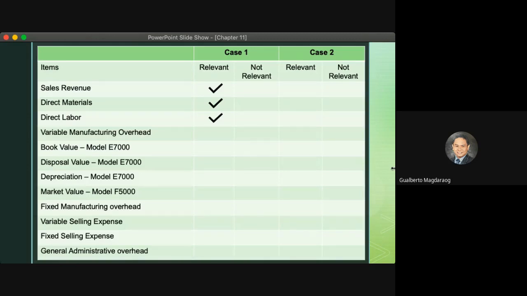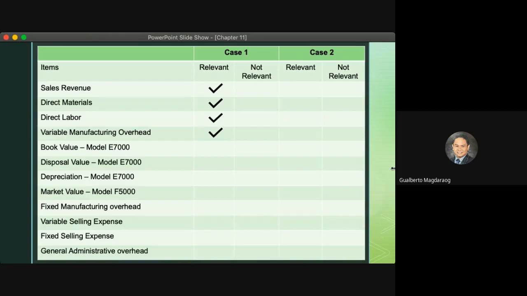Okay? How about variable manufacturing overhead? What was mentioned in the case is that yung fixed manufacturing overhead ang hindi magbabago. So therefore, yung variable manufacturing overhead, magbabago yan for sure. Plus, additional to your analysis, if there are changes in your production, and we understand that variable manufacturing overhead follows the number of units produced, magbabago din talaga siya. Kaya this one is a relevant cost.